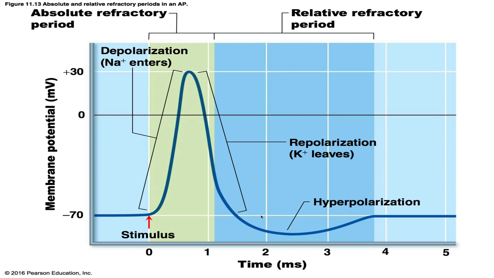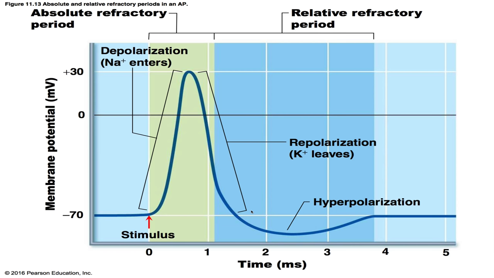However, we don't stop over here. We continue to go down, well below minus 70, and this is when hyperpolarization is taking place. This is step number four. In step number four, the voltage-gated sodium channels reset. The inactivation gates pull out, and the activation gates come in and close the sodium voltage-gated channels. The voltage-gated potassium channels also close, but some of them stay open.